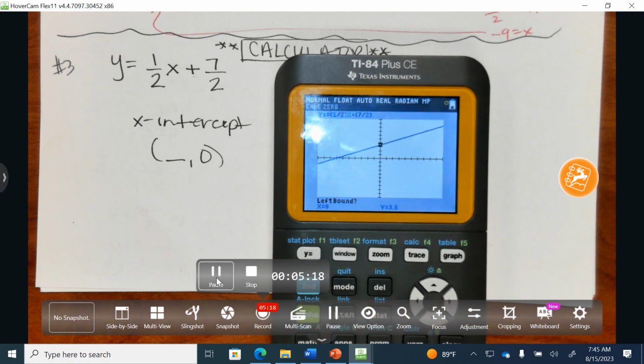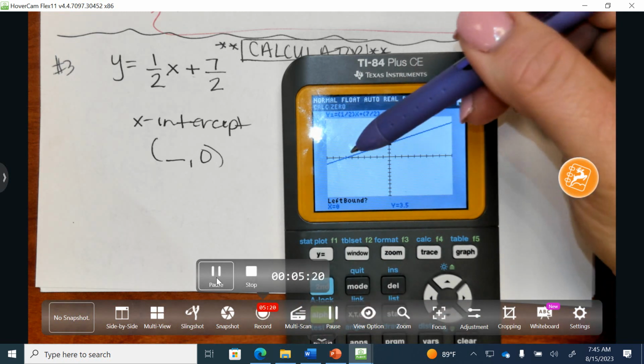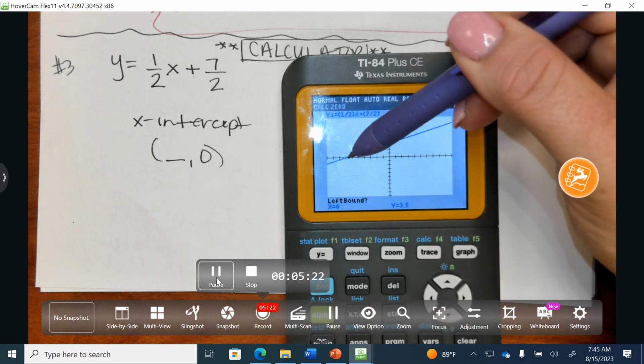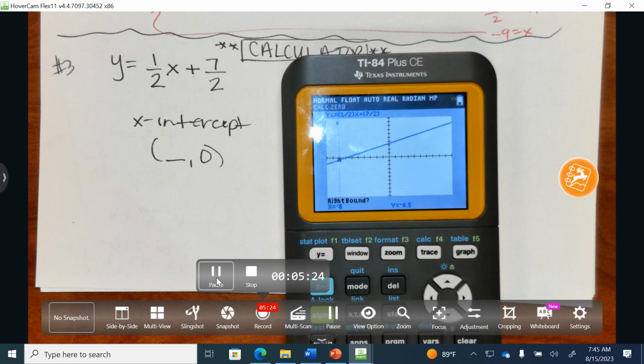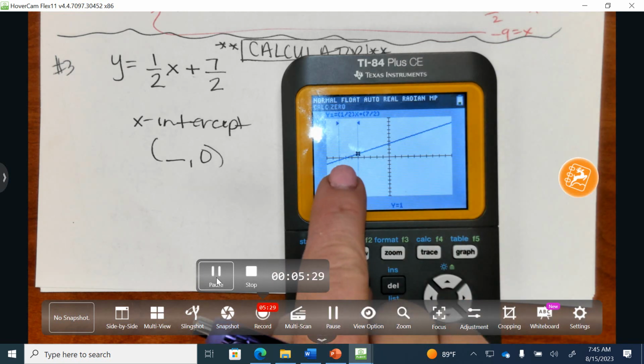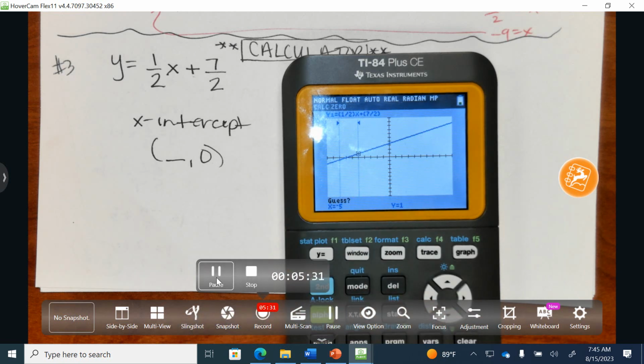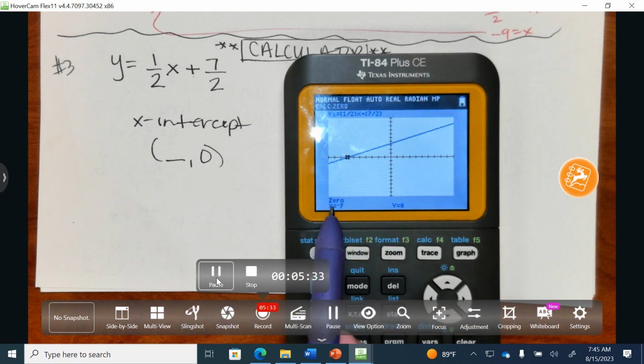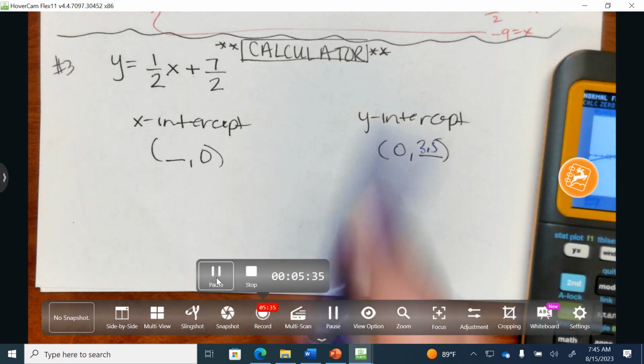Second, trace, 0. I want to go somewhere to the left of what looks to be -7. I'm going to try -8. And somewhere to the right, I'll try -5. Now we can see this x-intercept is in between those temporary vertical lines. I press enter one more time, and I do have an exact x-intercept of -7.